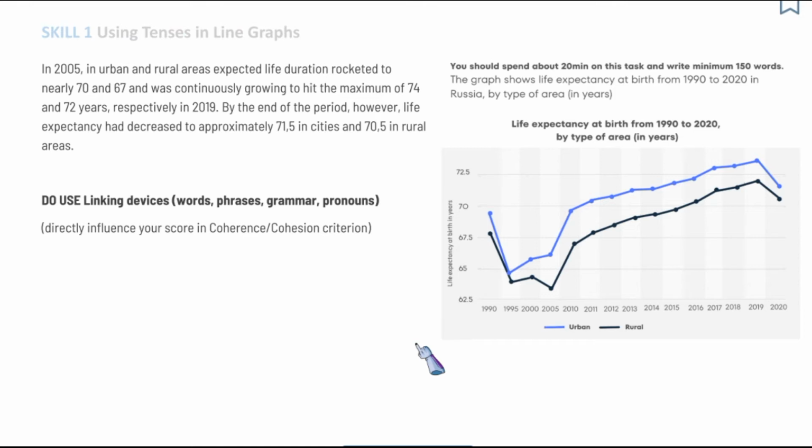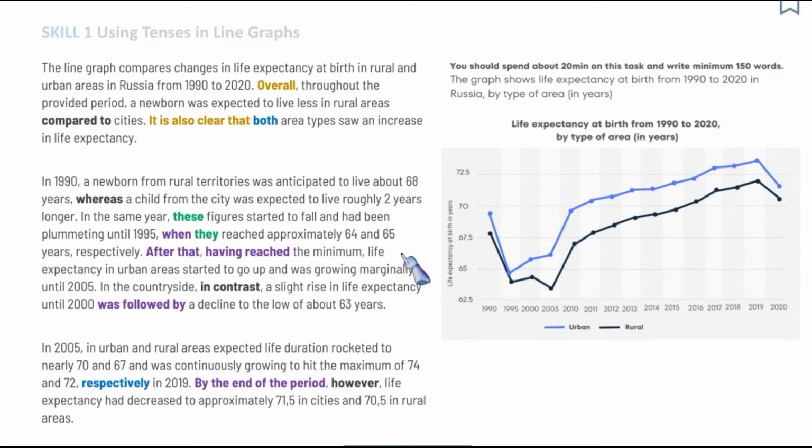Finally, guys, I really want to pay your attention to the importance of using linking devices. It can be words or phrases or grammar structures and pronouns. They directly influence your score in coherence and cohesion criterion. Here I have colored different linking devices that I have used. And for example, the linking phrases in black show the idea of comparison and contrast. It's words like compared to, whereas, in contrast, however.